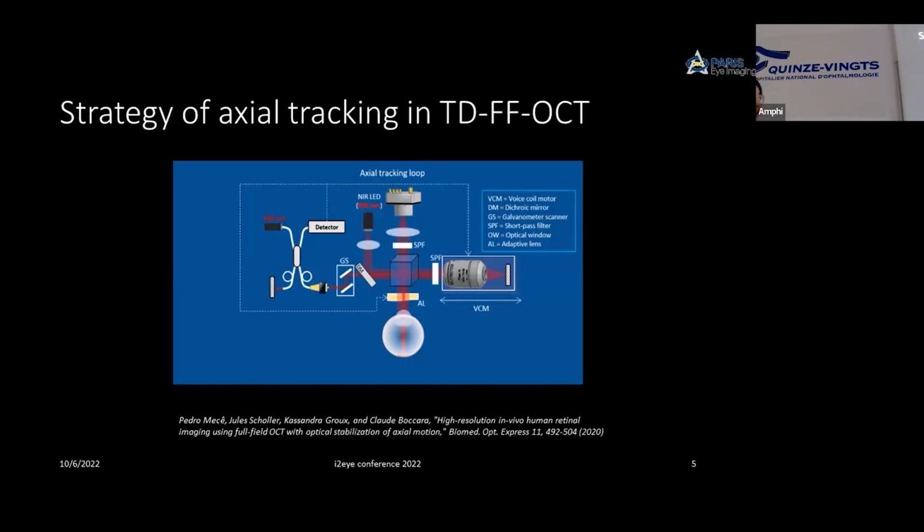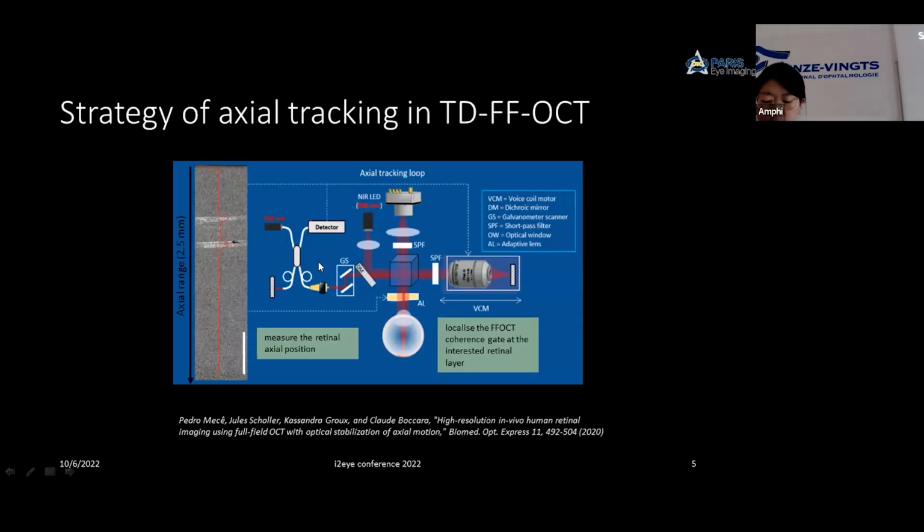So what can we do to tackle this problem? Our strategy is to build a system combining the time domain full field OCT and the spectral domain OCT. In the spectral domain OCT, we have the real-time B scan, so we are able to monitor the axial position of the retina. We do the computation by cross correlation to measure the retina axial position in real time. Then we move the reference mirror to match the optical path length.